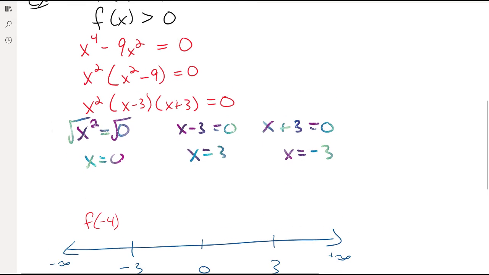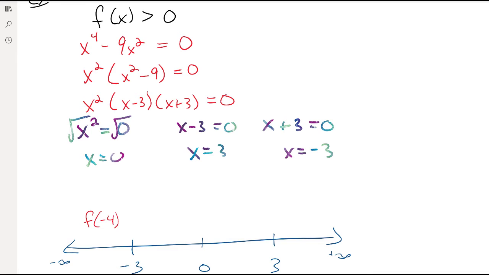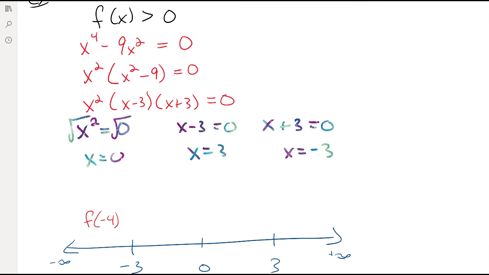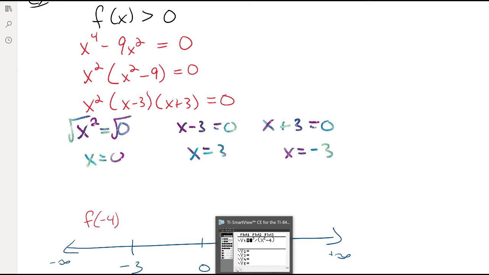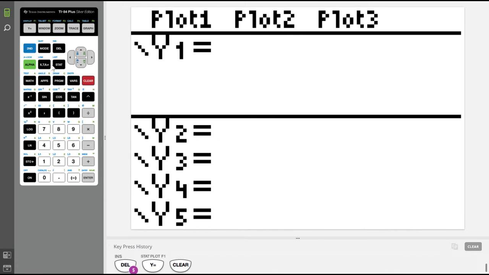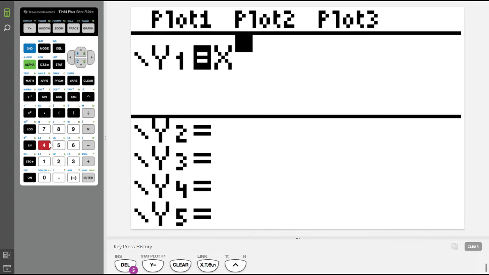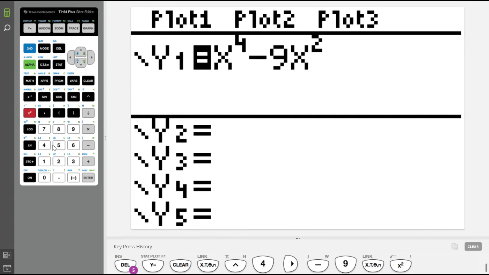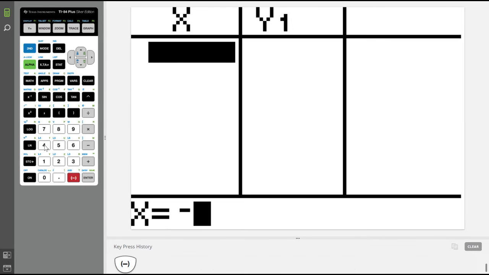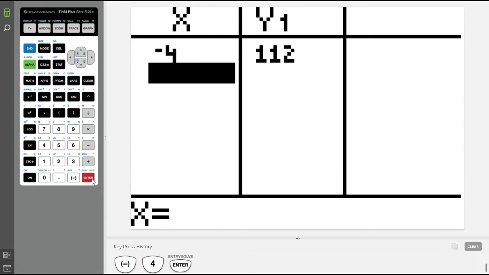Okay, so here we go. In fact, let me pull up my calculator. What's our function? x to the fourth minus 9x squared. Okay, let's go to our table, and we plug in a negative 4. And we get a value of a positive 112.